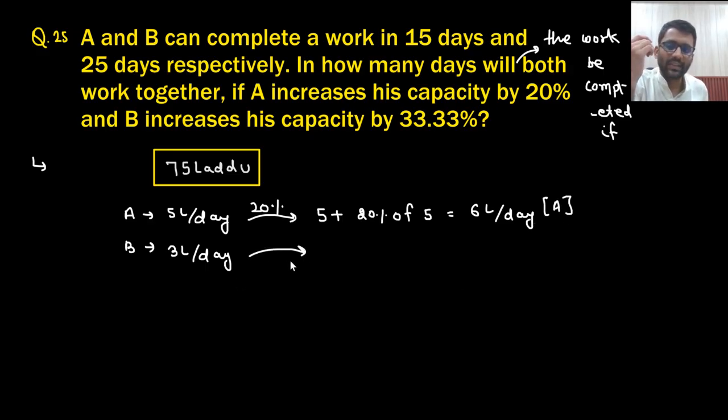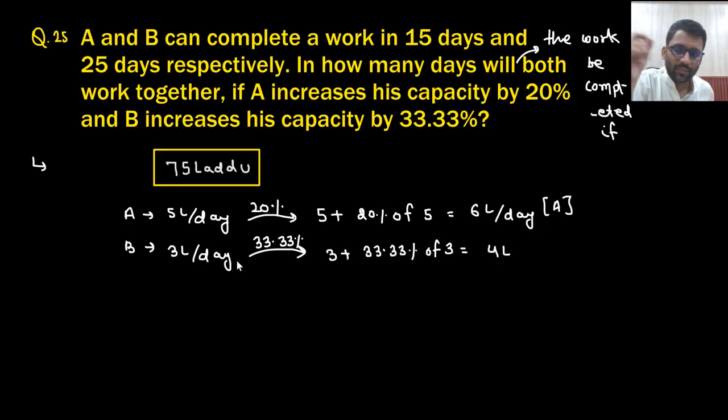What about B? B is increasing its capacity by 33.33%. So what will B eat? 3 plus 33.33% of 3. That is 1 only. So B is eating 4 laddu per day. So both combined will eat 10 laddu per day.